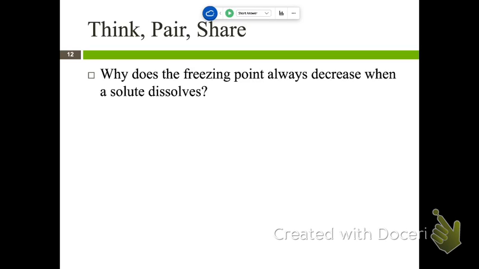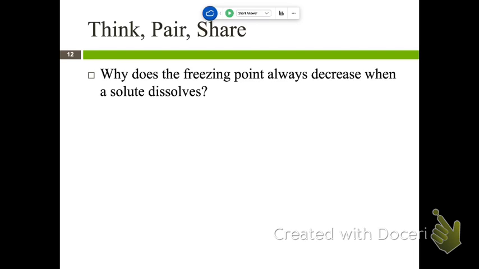What about the freezing point? Why does the freezing point always go down? Would it be the same? So it is also irrelevant what the identity of the solute is, as long as the solute dissolves. So then why does the solute lower the freezing point? Boiling point's at the surface. Is the freezing point just at the surface though?